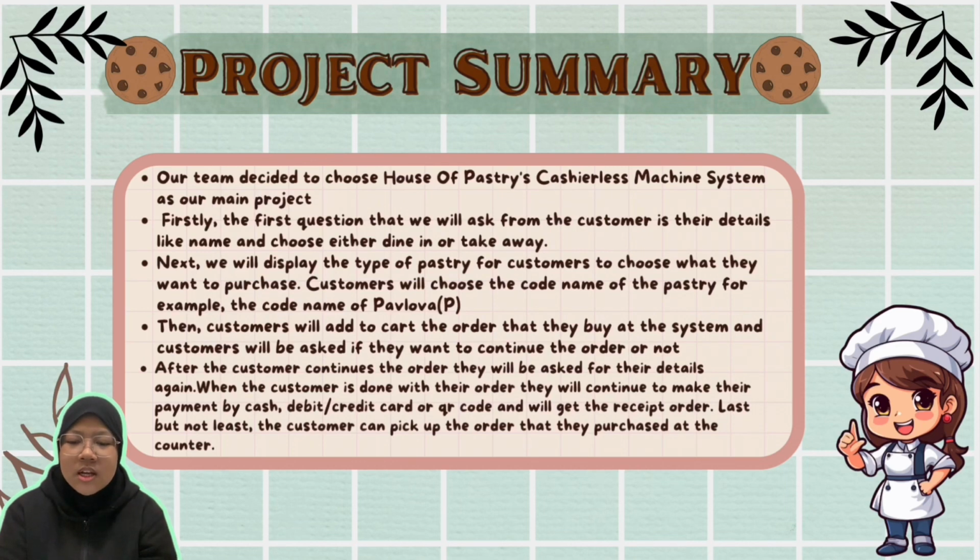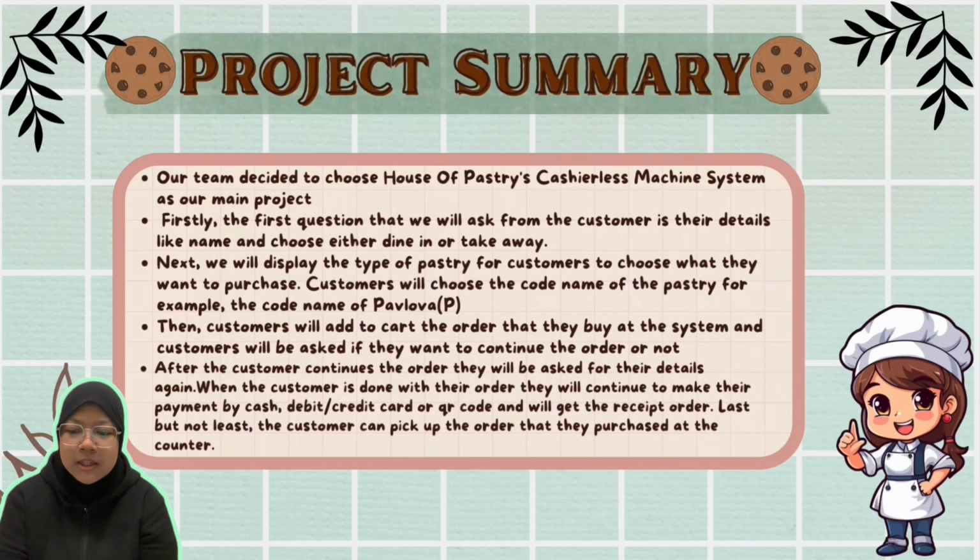Firstly, the first question that we will ask the customer is their details, like name, and to choose either dine-in or takeaway. Next, we will display the types of pastry for customers to choose what they want to purchase. The customer will choose the code name of the pastry. For example, the code name of pavlova is P. Then the customer will add to cart the order that they buy, and the customer will be asked if they want to continue the order or not.